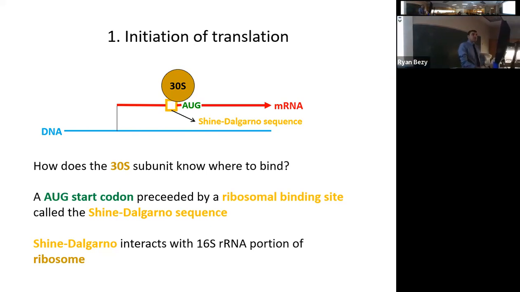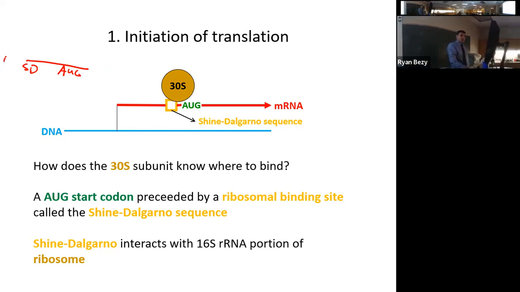So it has to be, again, a combination of, yes, there's an AUG start codon, but there also has to be the Shine-Dalgarno sequence in front of it. And it's usually about 10 base pairs in front of it in the RNA. So again, this is going to be part of the messenger RNA.